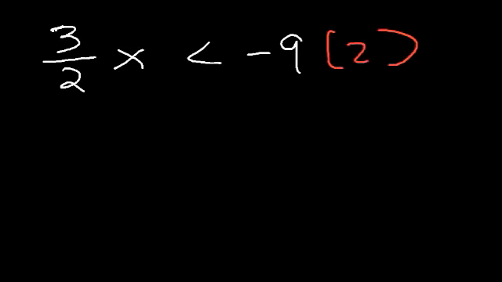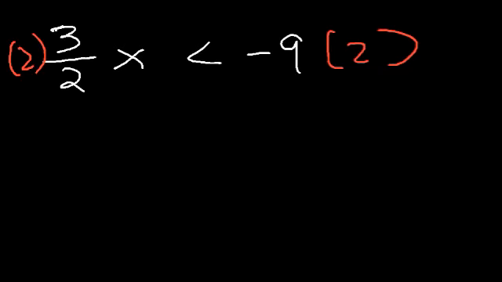Consider this problem. 3 over 2 x is less than negative 9. What is the answer for this? What's the first thing that you would do to solve this particular inequality if you have a fraction? The first thing I would do is try to clear away the fraction. Notice that we have a denominator of 2. So I'm going to multiply the left side and the right side by 2.